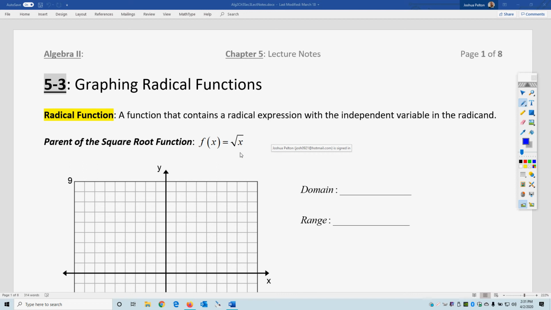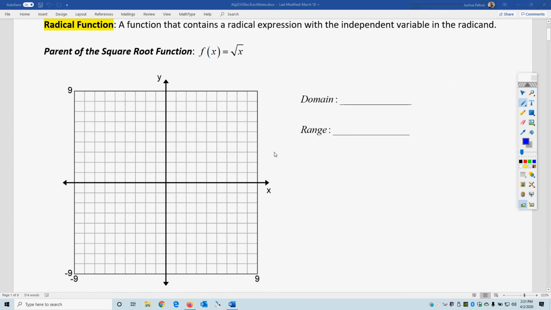Mr. Pelton. This is Algebra 2, Chapter 5, Section 3, Radical Functions. We're going to be doing the graphing of them. So you basically have even or odd roots when graphing them. So we'll do an even root, the basic square root first.